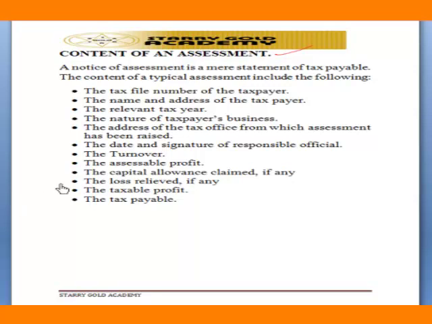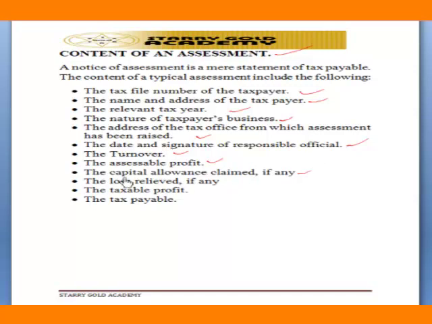An assessment is a statement of tax payable, and will carry some items. It will contain the following: the tax file number of the taxpayer should be indicated there. The name and address of the taxpayer. Relevant tax year, that's the year of assessment. It could be 2010, 2011, or 2013. The nature of the taxpayer's business should be stated in the assessment. Of course, the address of the office from which the assessment has been raised, the station, the date and signature of responsible official, the turnover, the assessable profit, the capital allowance claim, if any.